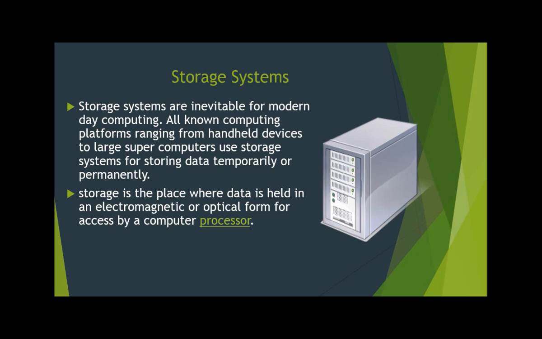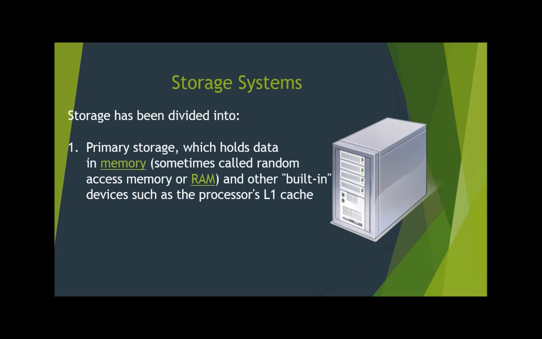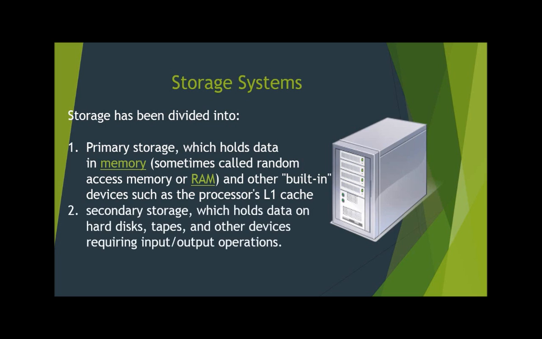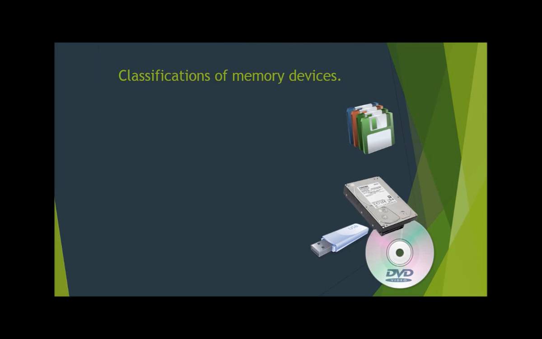This video is intended to give an introduction to storage systems and its components. Storage is the place where data is held in an electromagnetic or optical form for access by a computer processor. In a more formal usage, storage has been divided into 1. Primary storage, which holds data in memory, sometimes called random access memory or RAM, and other built-in devices such as the processor's L1 cache, and 2. Secondary storage, which holds data on hard disks, tapes, and other devices requiring input or output operations.